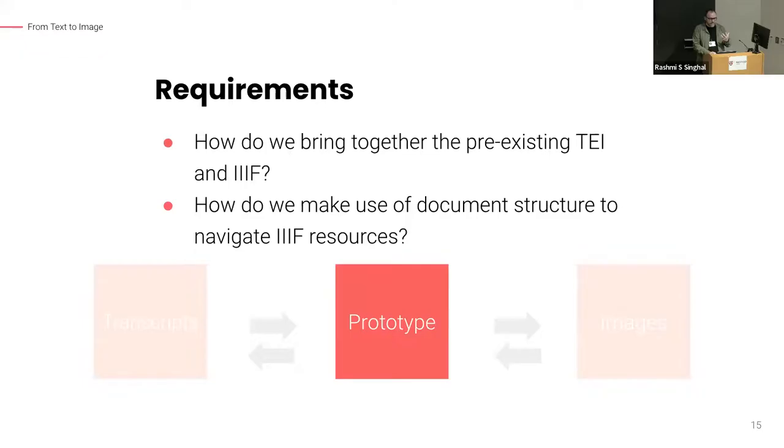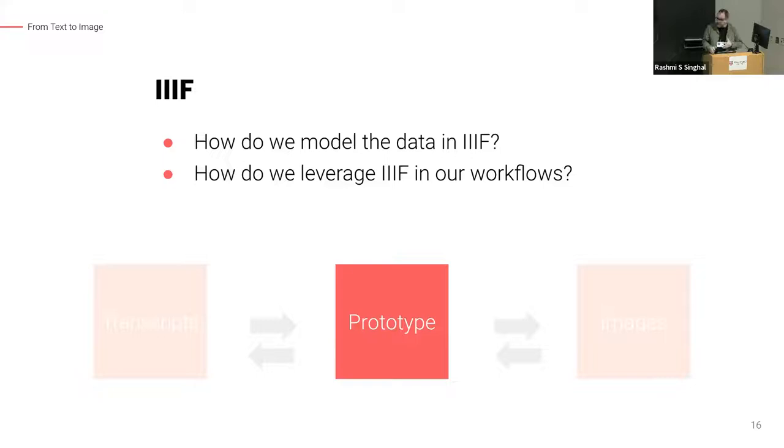So the requirement was to bring together pre-existing TEI and IIIF, but also how can we make use of document structure to navigate IIIF resources? You know, I want to see this chapter of this book and this verse in this manuscript and this chapter and this book and this verse in that manuscript. I don't want to have to do that by paging through 1,000 pages to find the page that I want. How do we model this in IIIF? And how do we kind of leverage IIIF in the workflow that we're using?